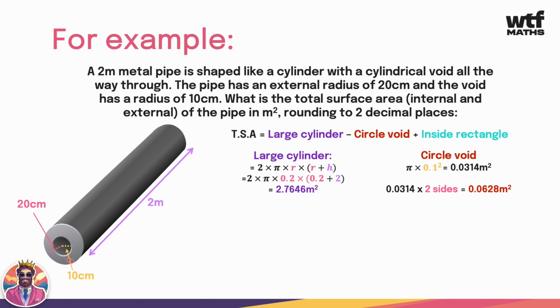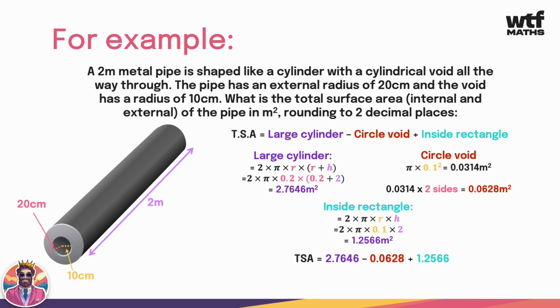And finally, the inside rectangle, well, this is pretty much a cylinder without the circles, so we're just going to use the rectangle part of the original formula. So 2 times pi times 0.1 times 2, and that will give us 1.2566 meters squared. So all we have to do now is find the whole entire large cylinder, take away the circles on the end, and then add the inside rectangle, and we'll get 3.96 meters squared.